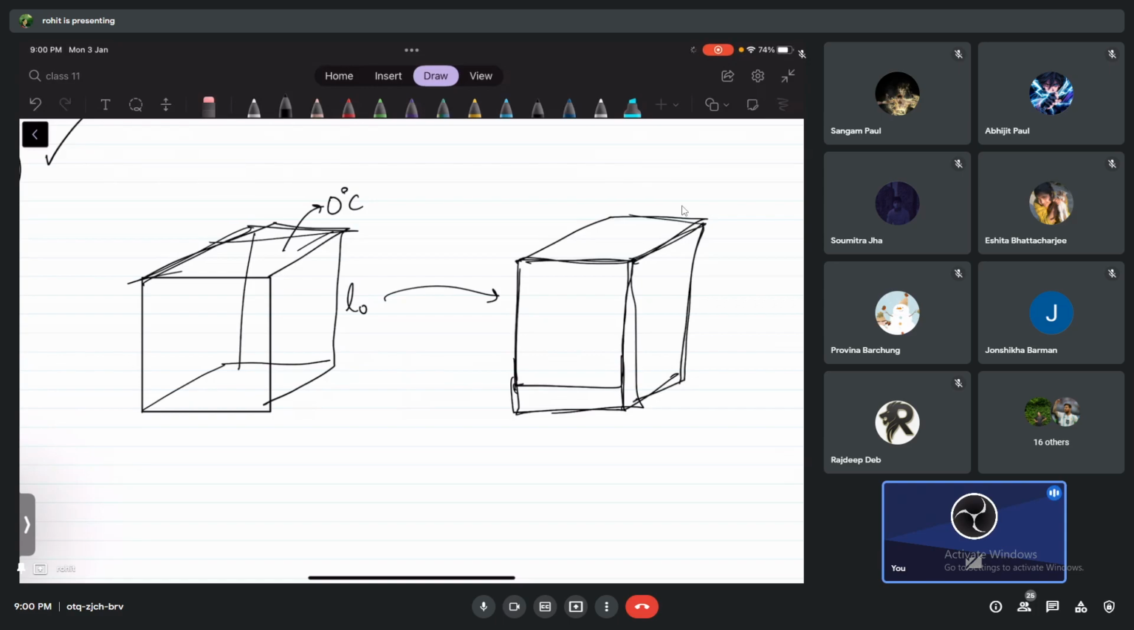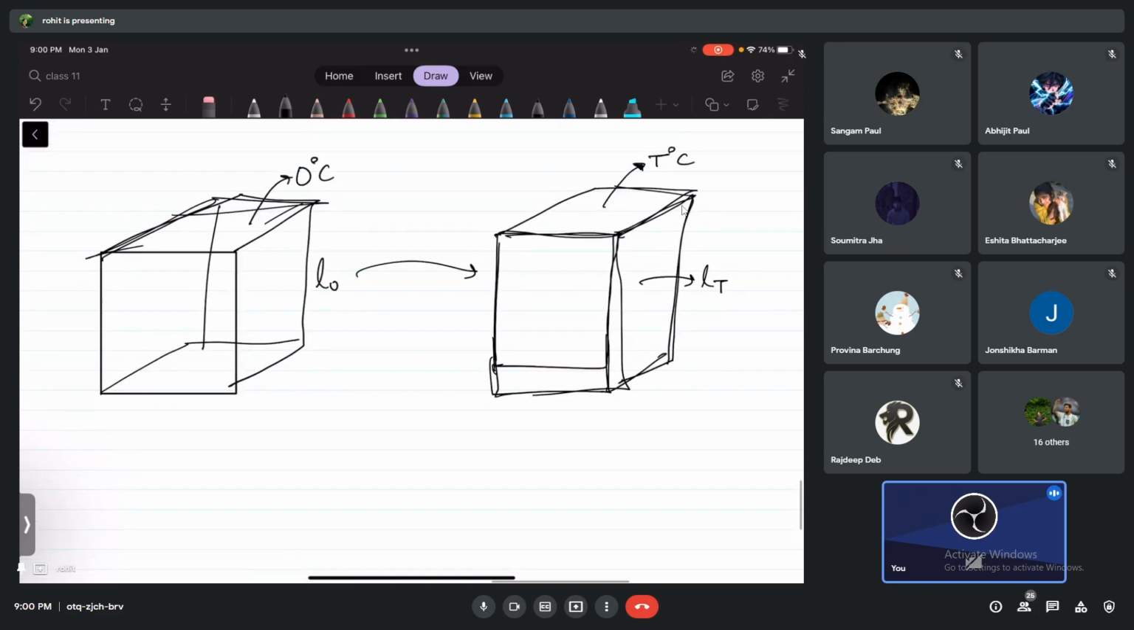Now say, what is the temperature now, guys? T degree Celsius. What's the length now of each side? It has expanded, so LT. So now it will have a volume. Volume will be VT, and the initial volume I will call V0.